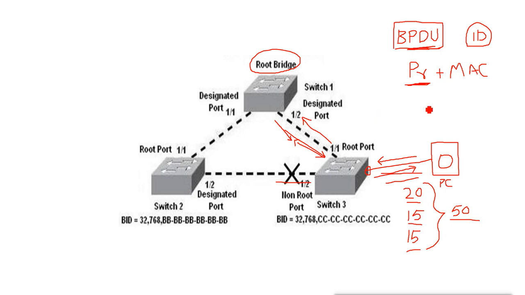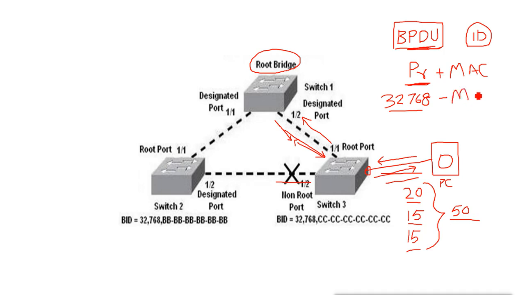Now the default bridge priority is 32,768. This is the default bridge priority for every Cisco switch. If any of these switches has less than this priority, then it will be elected as the root bridge. But if it is equal, like if all the switches have the default bridge priority of 32,768, then you have a tie here. So when you have a tie with the bridge priority, then it will go for the MAC address.